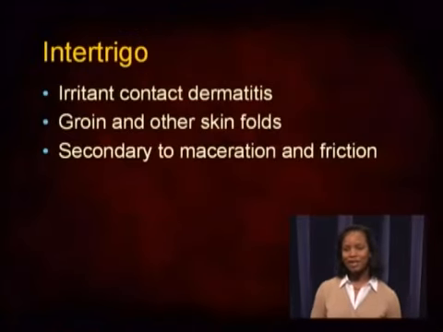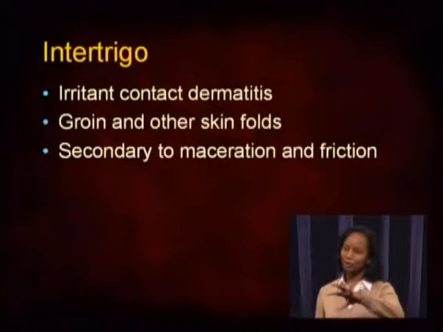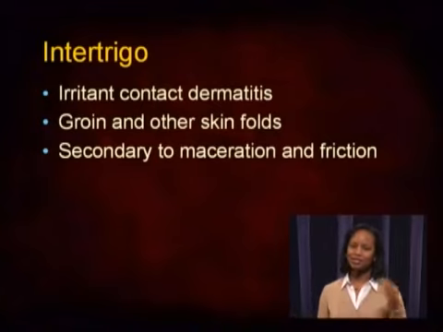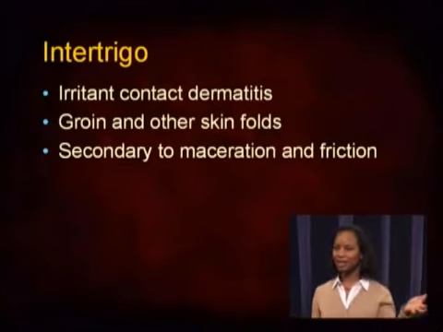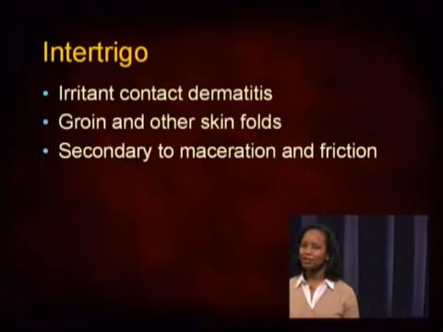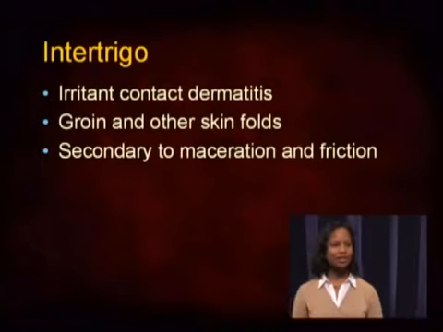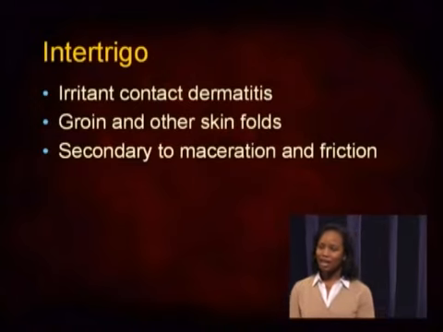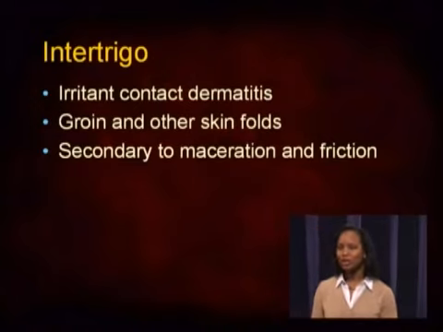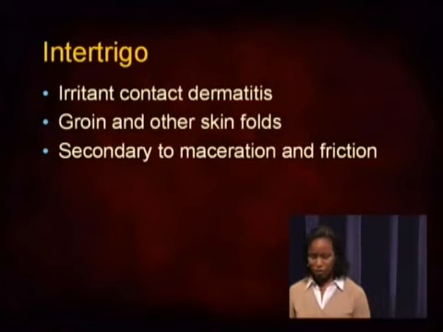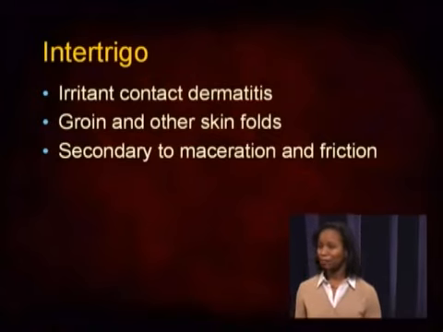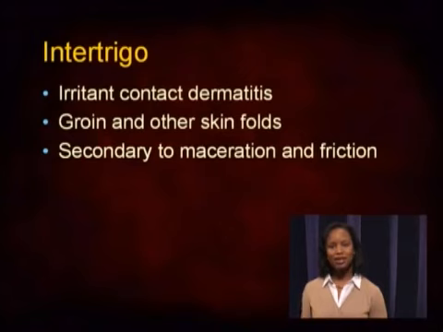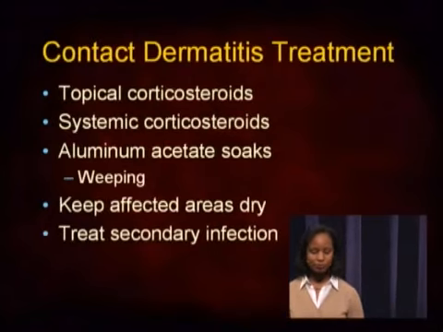Still in the contact dermatitis category, but now we're moving from the allergic contact dermatitis to the irritant contact dermatitis. So intertrigo is a form of irritant contact dermatitis occurring mainly in skin folds where there's friction, maceration, and often moisture right in those skin folds. So groin and under the pannus, sometimes even the axilla and under the breasts are common places to see intertrigo.